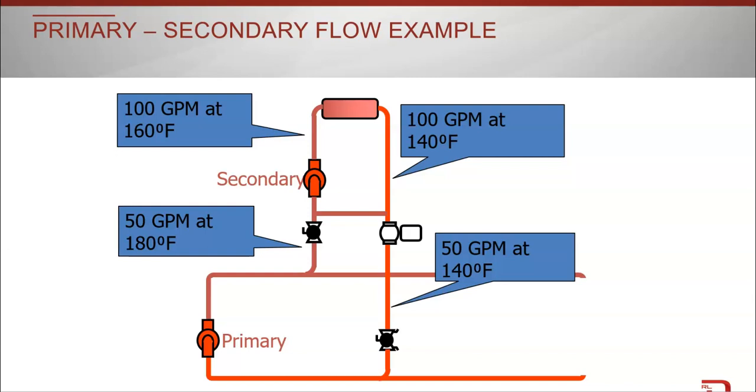So the two-way valve throttles more. The secondary flow rate remains constant at 100 GPM, but the supply temperature will drop again because the primary flow rate is less. We'll be mixing more of that 140 degree water in that T. When the two-way valve starts to open, the flow rate in the secondary remains constant again, but the supply temperature to the coil will start to rise, and it will continue to rise until the control valve is wide open and we're flowing 180 degree water directly from the primary into the secondary.